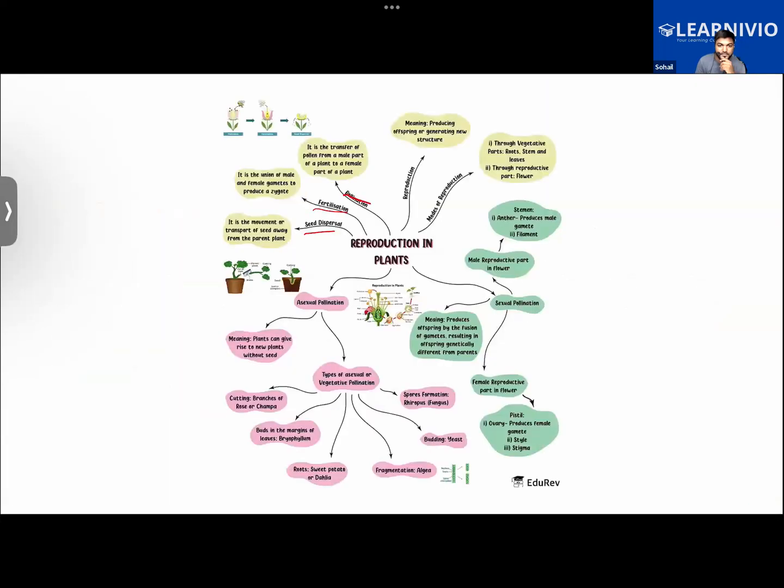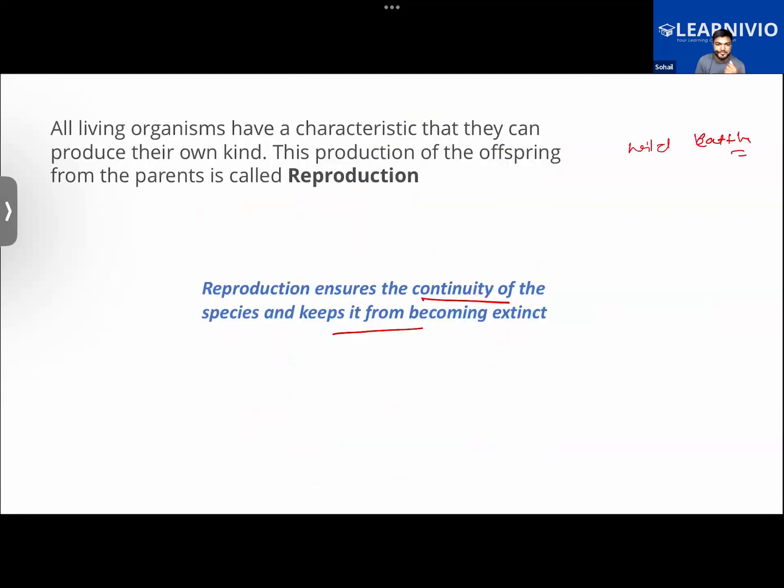So, are you asking the examples? I'm asking about the definition and the example both. Okay.